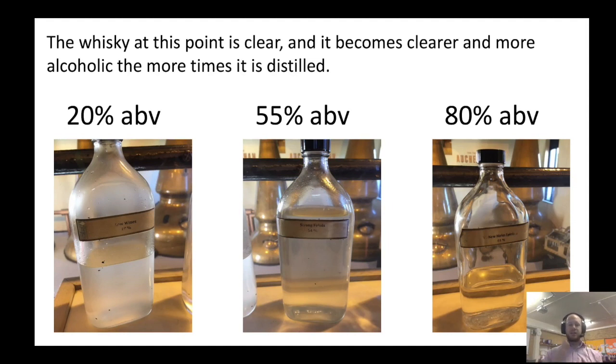The more times we distill, the higher the alcohol content gets. So you can see here that we've got about 20%. This is from the first distillation. On the second distillation, it goes up to about 55%. And on the third distillation, it can go up to about 80%. So that's very, very alcoholic indeed.